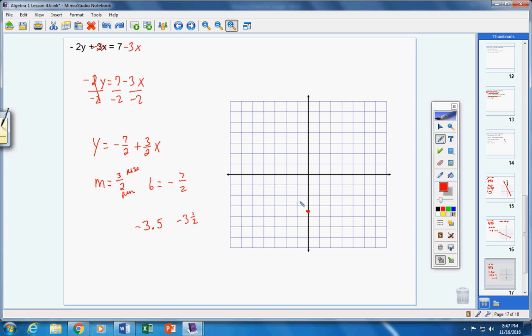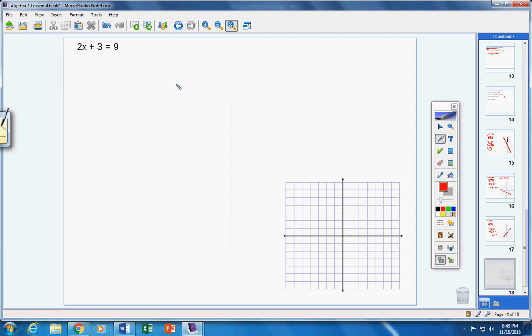So, if I'm going to go up 3, my rise number is 3. I'm going to go up 1, 2, 3. Now I'm going to run 2, positive 2, 1, 2. So right there's my other point. Sketch your line, and you're finished. I hope you're getting this okay, students, okay? Alright, one more example and we're finished.